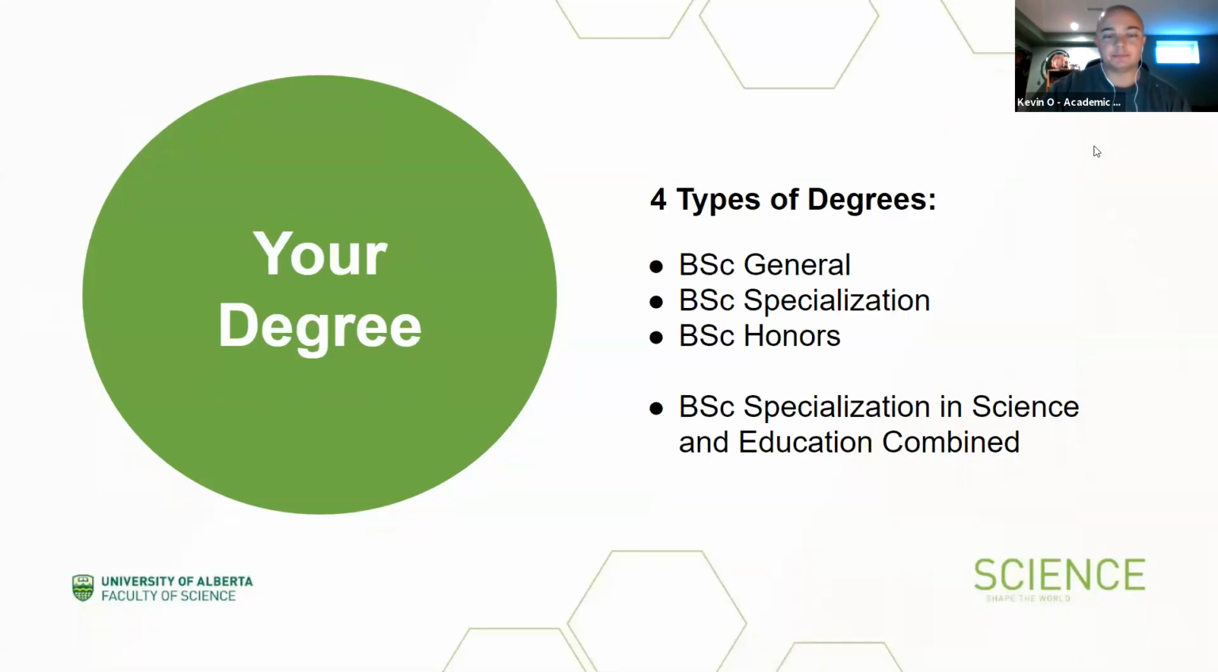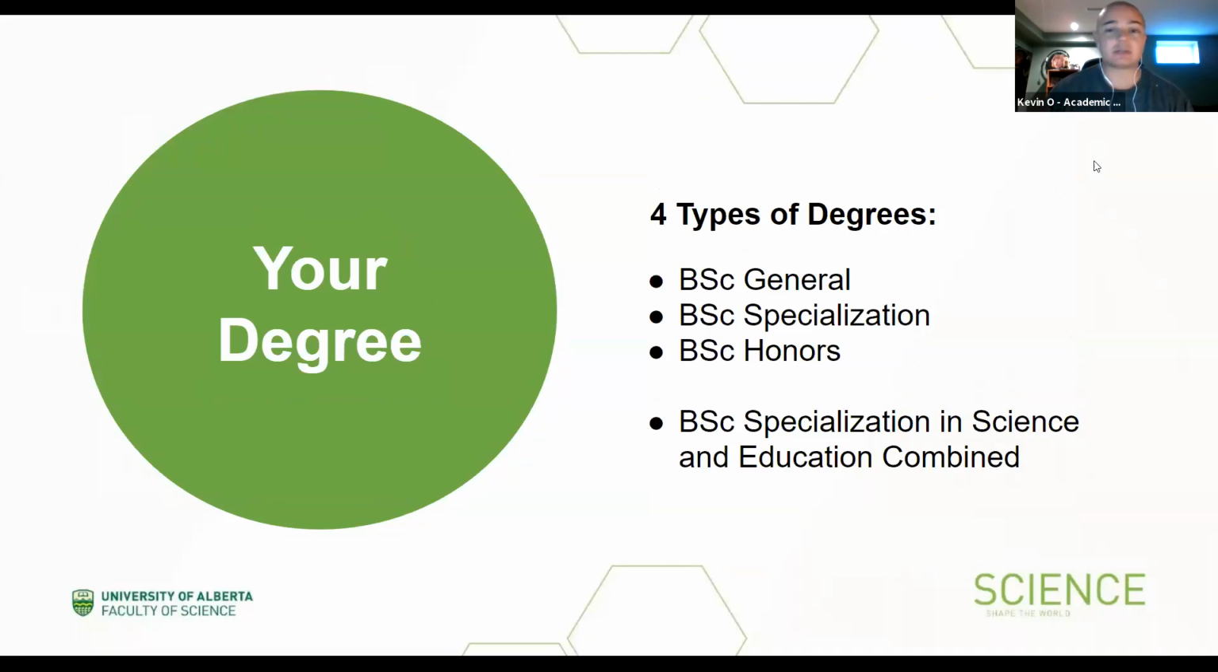So with your degree, within the Faculty of Science, there's four different paths: general, specialization, honors, and the specialization in science and education combined. Now with student services, the first question we always typically ask is, what program are you in? So it's really important for you as students to understand what program you're in. Are you in general with a psychology major, or are you in specialization astrophysics, or are you in honors biochemistry?